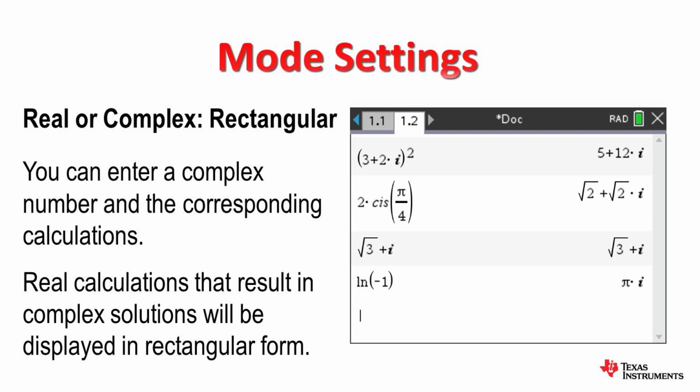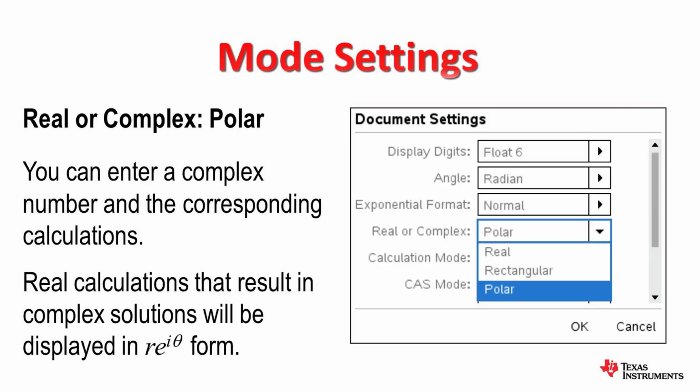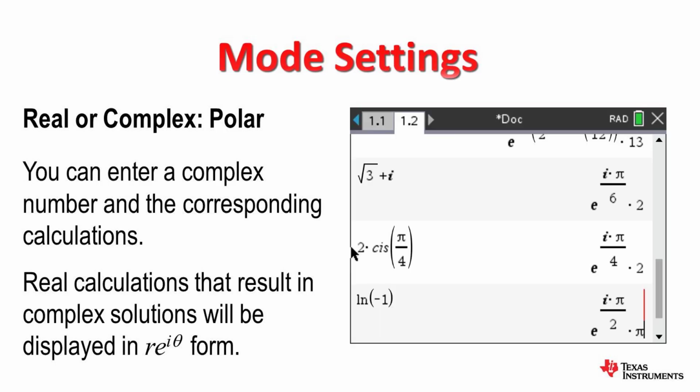To get to document settings, if you click the home key, then click number 5 and number 2, it should open up that page for you. However, very often you may not need to worry about the settings.